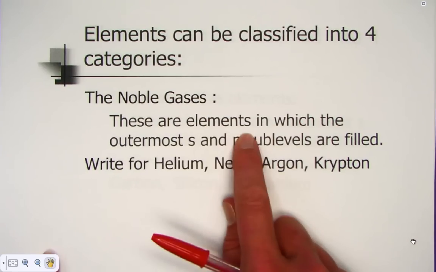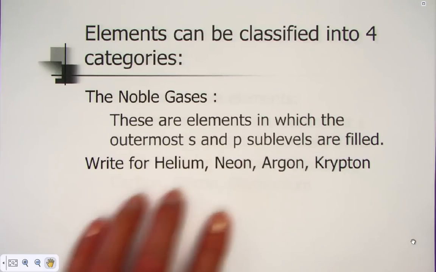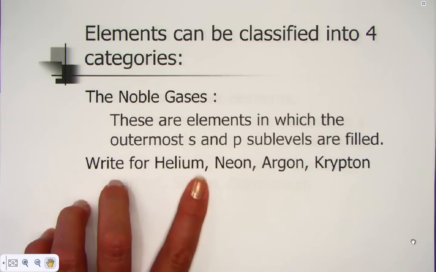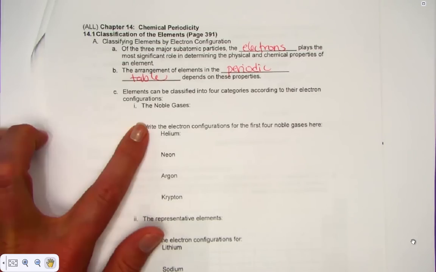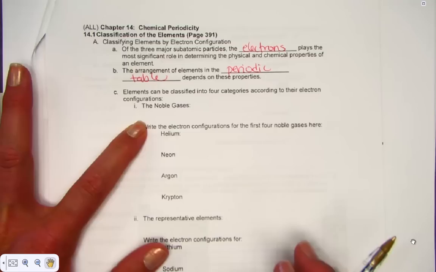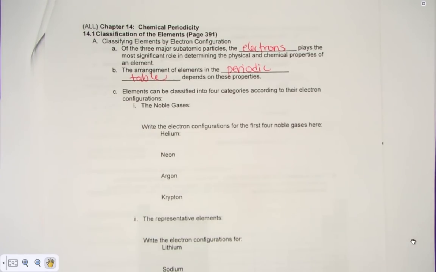Noble gases are those elements that fill their S and P sublevels. Now let's show that trend in our notepad by writing for each of the noble gases. The noble gases have their S and P sublevels filled. Let's show that, and again, it's just a practice.